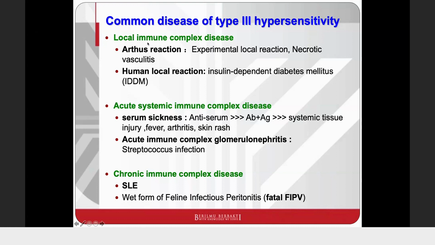So in local immune complex disease, the classical reaction that we usually see is the Arthus reaction, named after the person that discovered the reaction. It causes an experimental local reaction, necrotizing vasculitis, so basically localized. And then insulin dependent diabetes mellitus, where some people have reactions against the insulin. But it is actually a localized reaction.